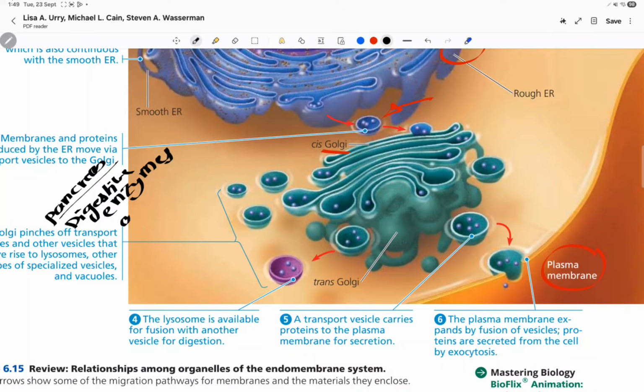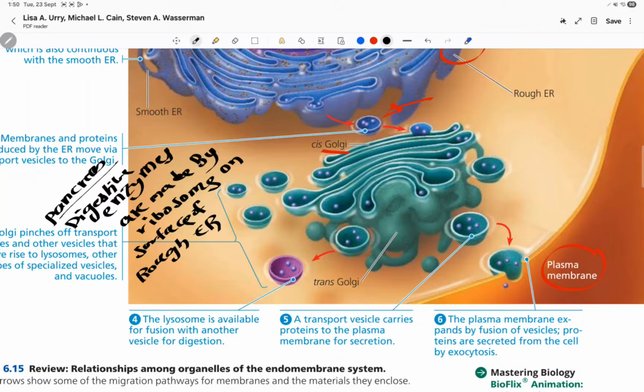Such enzymes are made by ribosomes on the surface of the rough endoplasmic reticulum. That means they then have to make it to the Golgi apparatus, which will then package the products into a vesicle, which will then fuse with the cell membrane and either keep it on the cell membrane or let the contents out, like it's the case for the digestive enzymes made by the pancreas.